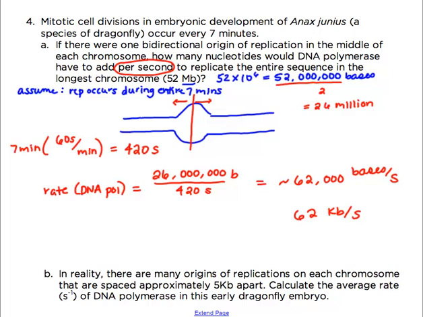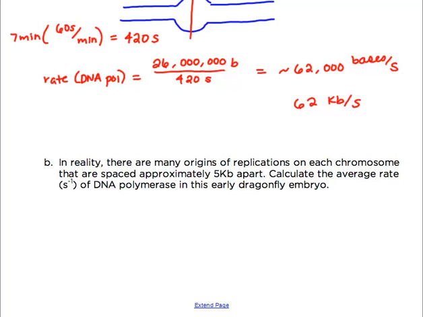It says, in reality, there are many origins of replication on each chromosome that are spaced approximately 5 kilobases apart. Calculate the average rate of DNA polymerase in this early dragonfly embryo. So again, they want it per second. So again, I'm going to draw a chromosome, and now there are going to be many origins of replication. So I'm just going to draw 3, even though there would be many more.